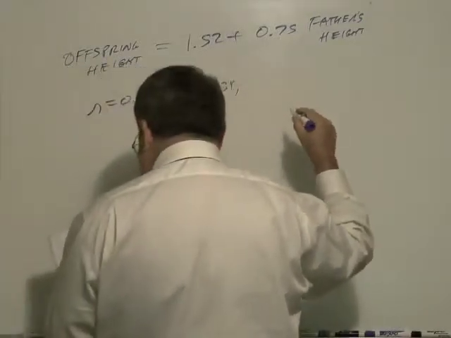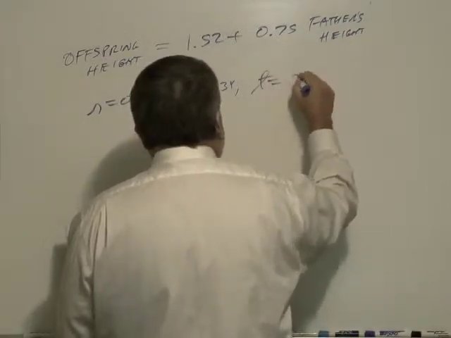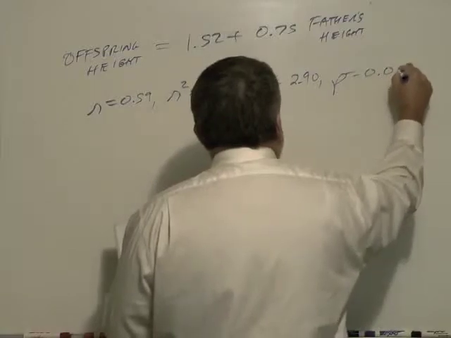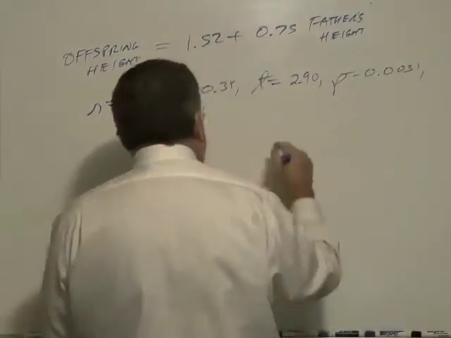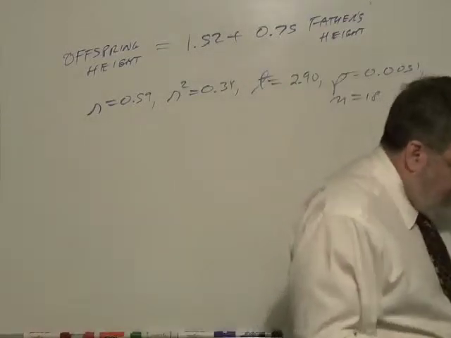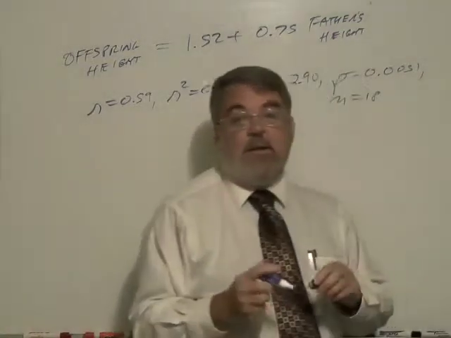And then t is 2.90. P is 0.0051. And n was 18. All right, so a statistician collected and analyzed data on height in inches of fathers and their children.